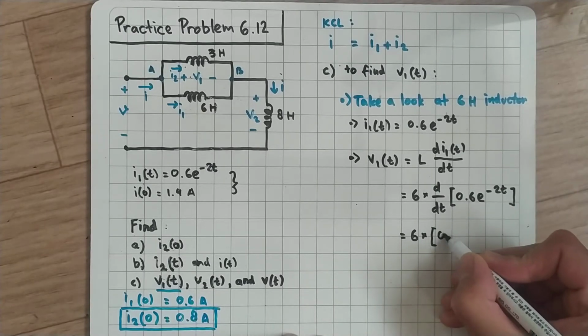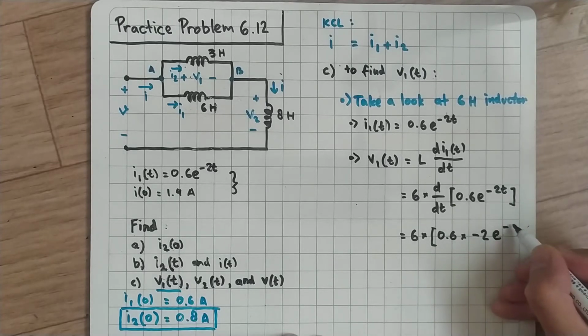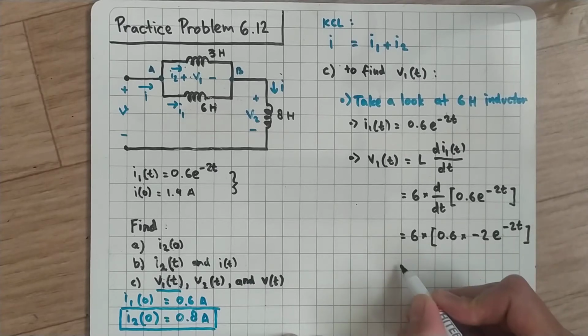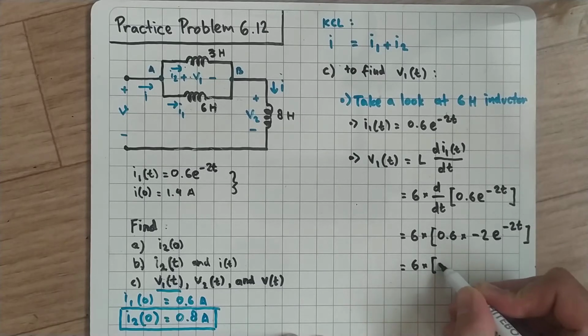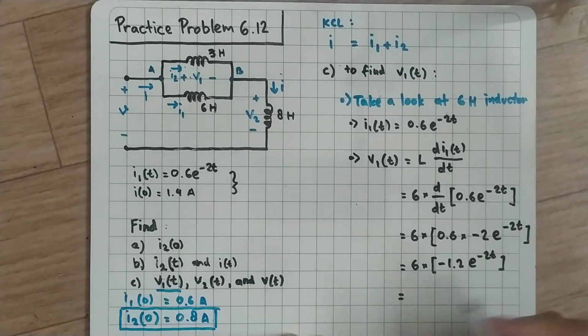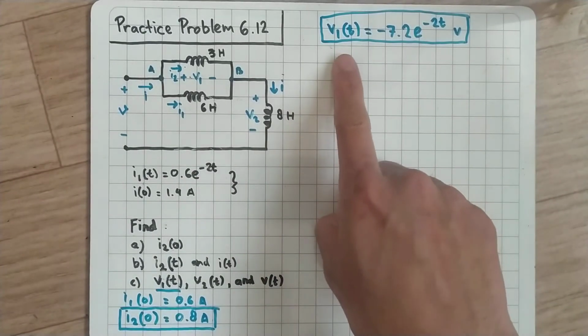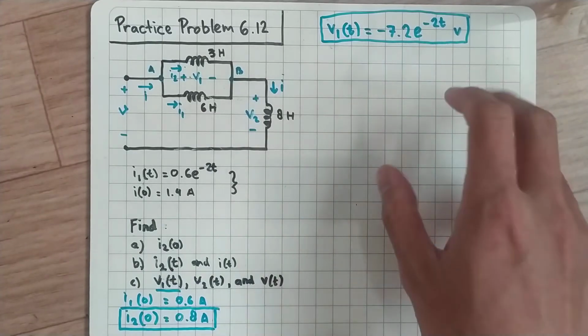So we will have 0.6 multiplied by minus 2 e to the minus 2t. Now I have 6 multiplied by minus 1.2 e to the minus 2t, and so we get minus 7.2 e to the minus 2t volt. This is V1(t). Let's save this function because it is an important value, and we will proceed next. So far V1(t) is minus 7.2 e to the minus 2t volt.